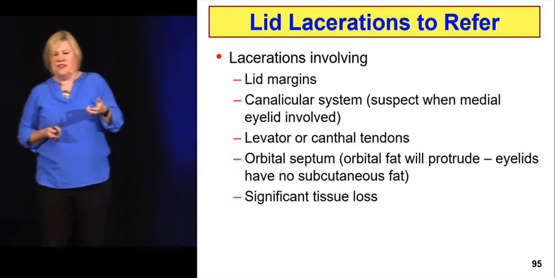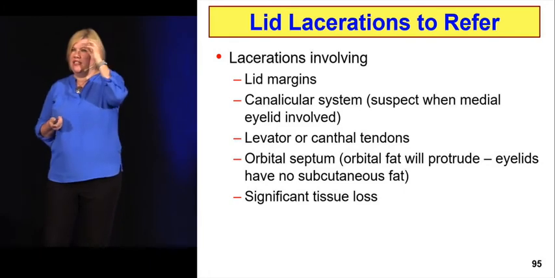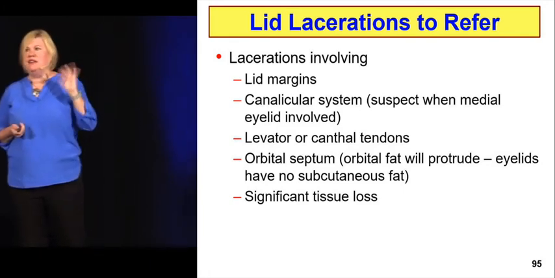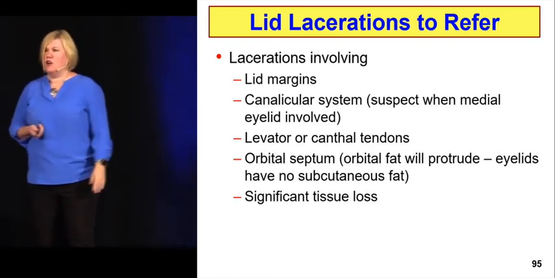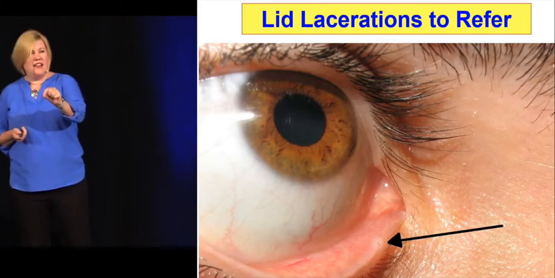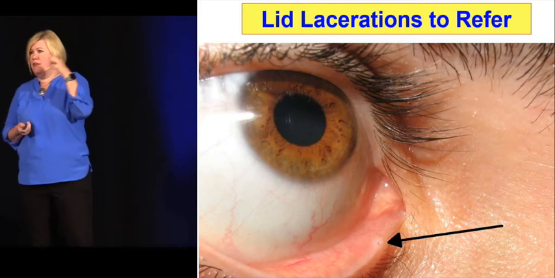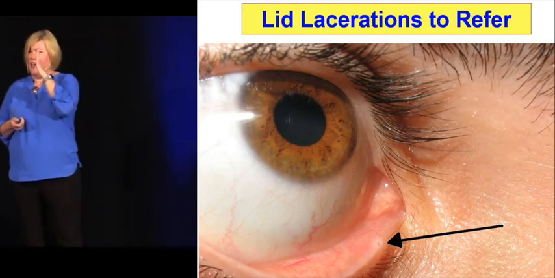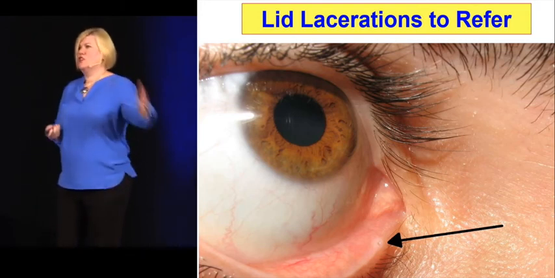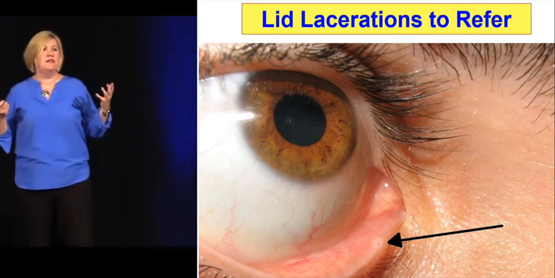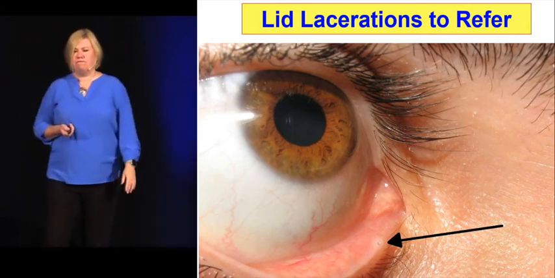Levator and canthal tendons, the orbital septum that we've talked about, we don't want to go there. That's when you will see some orbital fat coming out. That means that it's gone deeper than just the sub-Q tissues of the lids. And if there's any kind of significant tissue loss, out of our scope of practice. So remember that little canalicular system, if it's near these tear ducts, this needs to be referred to an ophthalmologist for repair. And often they might even put a little stent in there to make sure that tear duct system is left intact. I'm not going to try to repair this. I don't think you would either. This is certainly out of our scope of practice. And they could show you a picture of a lid lac and ask you what you would do with this. And remember that these ones we want to refer.